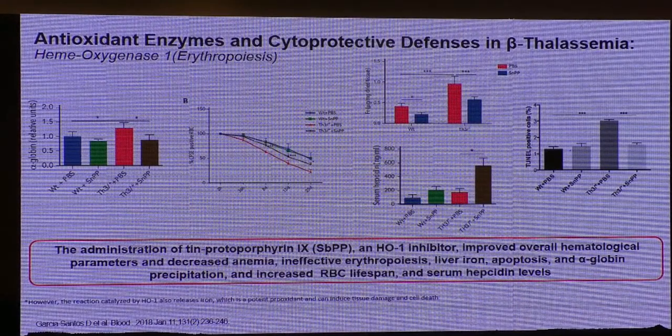So what they did in the study is they administered a heme oxygenase inhibitor that we call tin-protoporphyrin IX to a mouse model of beta-thalassemia. They used the HBB-TH3 model, which mimics non-transfusion-dependent thalassemia. Upon administration of this inhibitor, we saw improved hematological parameters, decreased anemia, improvement in ineffective erythropoiesis, decreased liver iron concentration, and decreased apoptosis and alpha-globin precipitation. We saw an increase in red blood cell lifespan and serum hepcidin levels. So this inhibitor seems to be doing a good job.